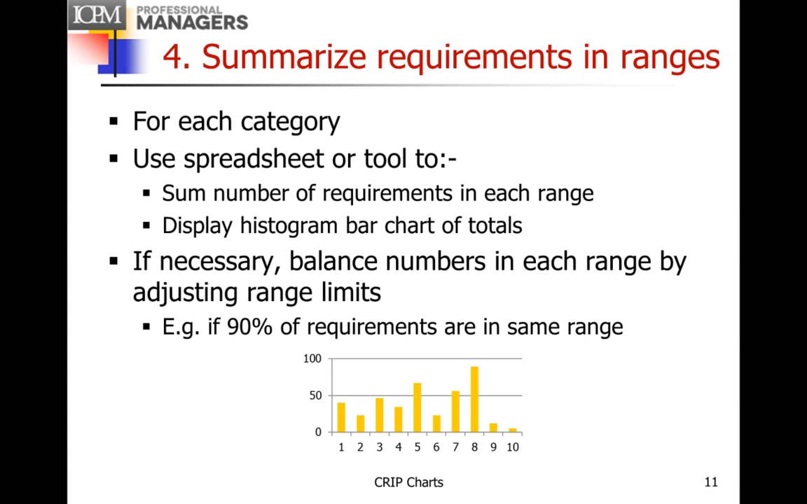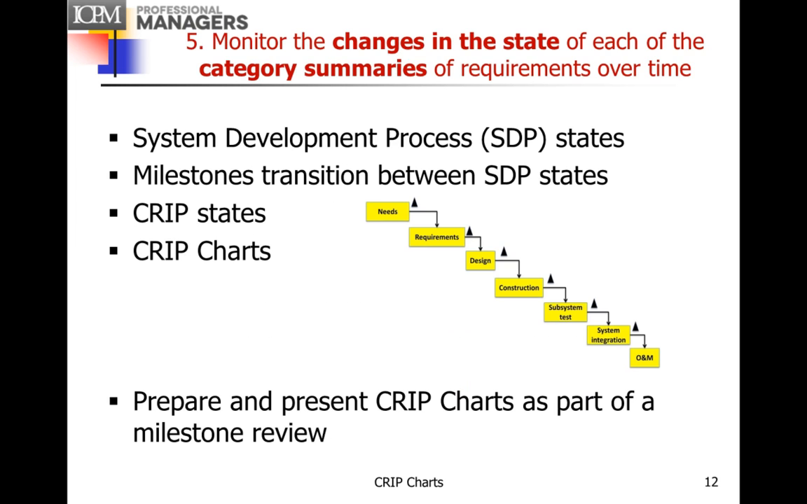And similarly, you take a look here on this chart and you can see that there are very few requirements in range 10. So maybe we want to change the range limits, but for 8, 9, and 10 to spread them out a little bit. Maybe not. Depends on the situation.